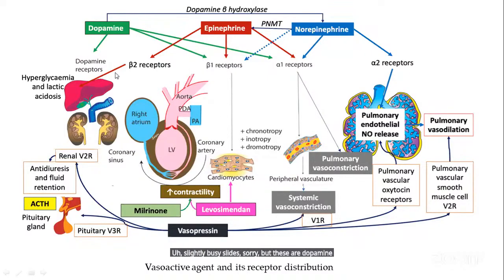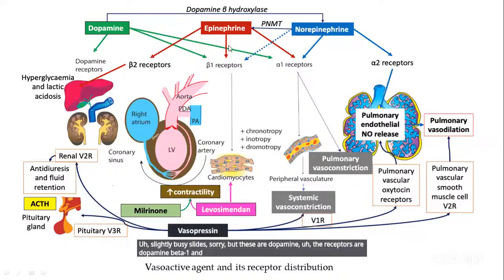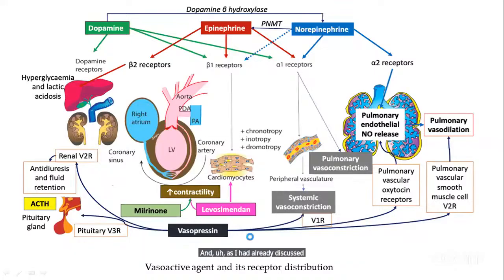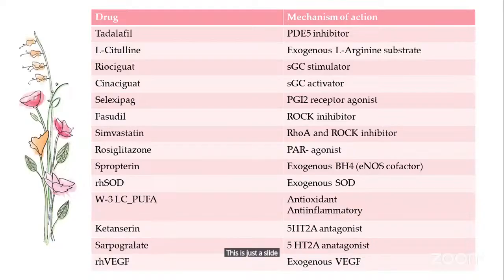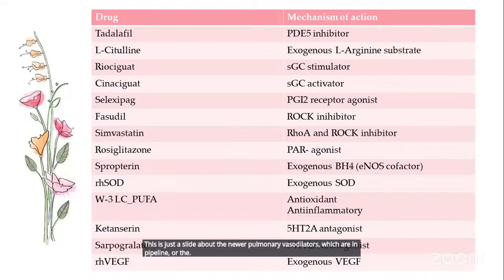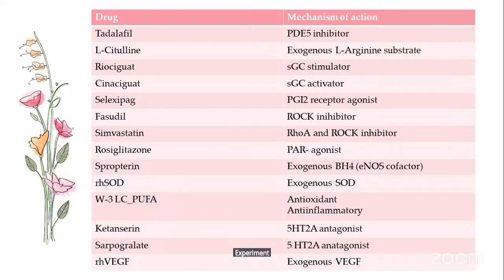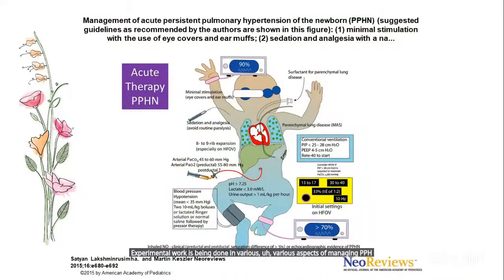The receptors are dopamine, beta 1 and alpha 1 receptors; epinephrine, beta 2, alpha 1 receptors, and beta 1 receptors; and norepinephrine. Then you have milrinone, levosimendan, and vasopressin. And as I had already discussed, what are the mechanisms of these agents. This is just a slide about the newer pulmonary vasodilators, which are in the pipeline or where experimental work is being done in various aspects of managing PPHN, with more selective drugs so that we have fewer side effects.